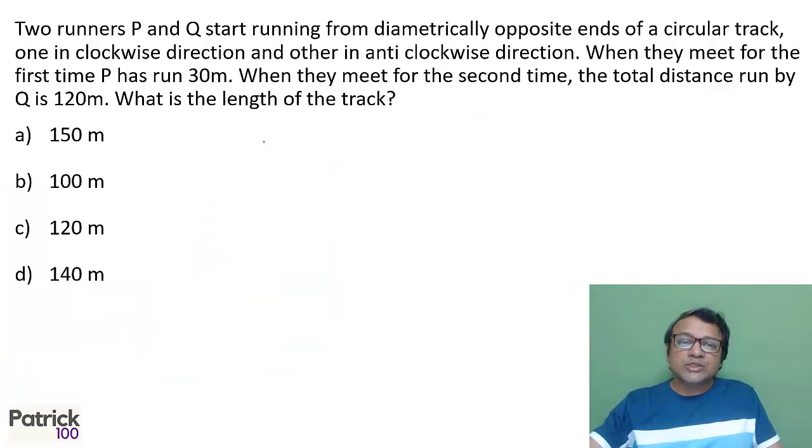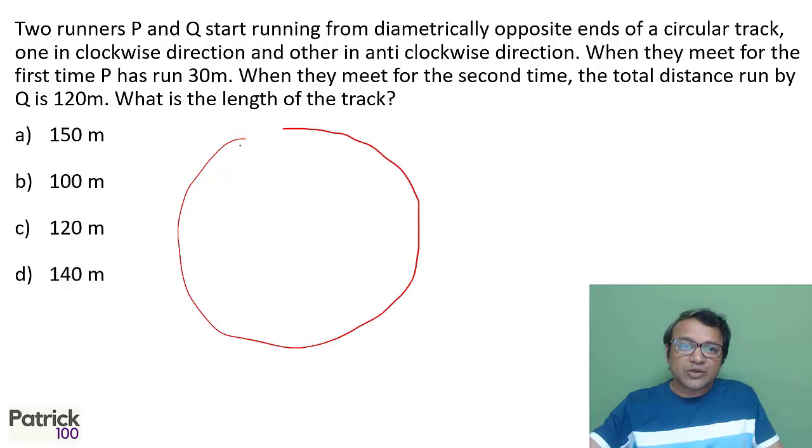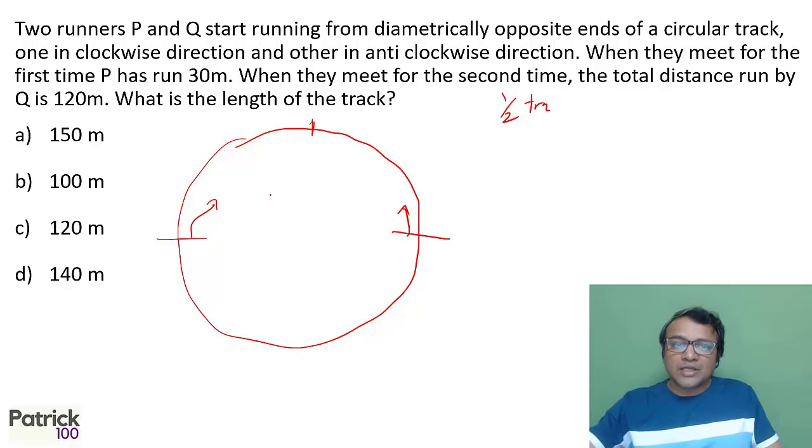Two runners P and Q start from diametrically opposite ends of a circular track. One goes in a clockwise direction, one goes in an anti-clockwise direction. When they run the first time, P has run 30 meters. So when they meet for the first time, they together have run half a track.